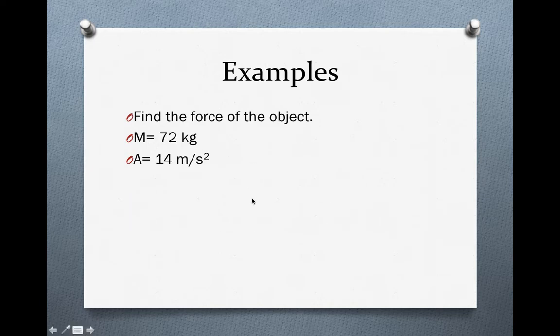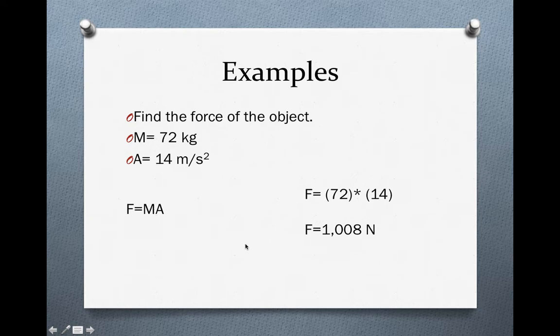Now in our second one, we want to do the same exact thing. We have our mass and we have our acceleration. So we're just going to plug the numbers into our equation. And we are going to get 72 times 14. And that is going to give us 1008 newtons.